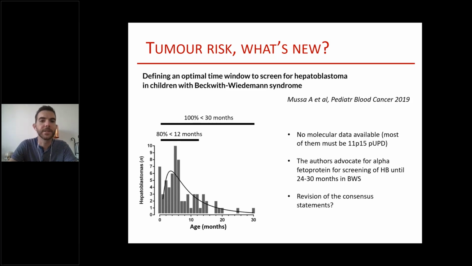The only problem in this paper is that no molecular data are available from the patients included, and probably most of them must be patients with 11p15 paternal isodisomy. And it's important to notice that those patients already benefit from abdominal ultrasound, raising the question of the advantage of alpha-fetoprotein compared to abdominal ultrasound.